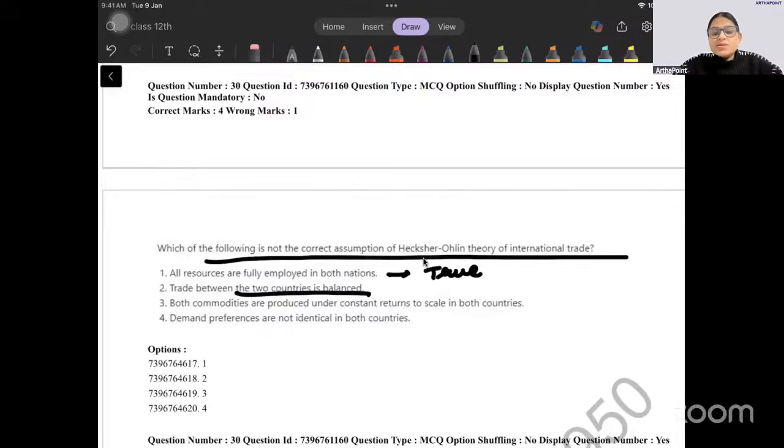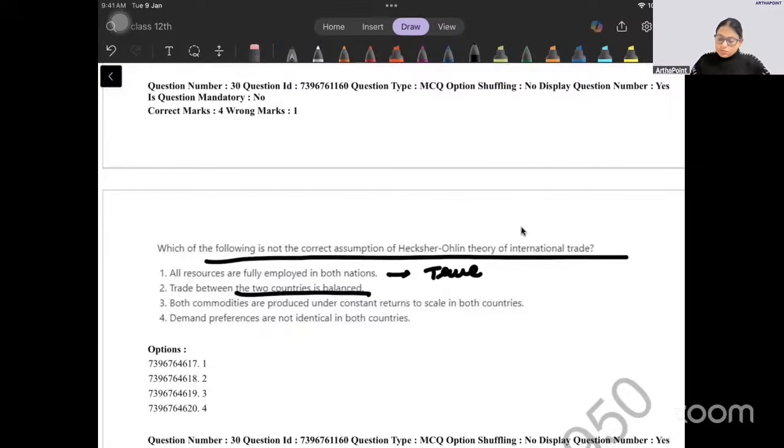Trade is balanced. Balanced का मतलब क्या होगा? So we assume that the trade is going to happen in such a way कि एक कमोडिटी एक कंट्री प्रोड्यूस करेगी और एक कमोडिटी एक कंट्री प्रोड्यूस करेगी. So we assume this happening, right? That is the correct statement, that the trade is balanced, right?